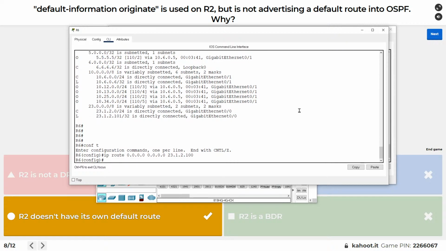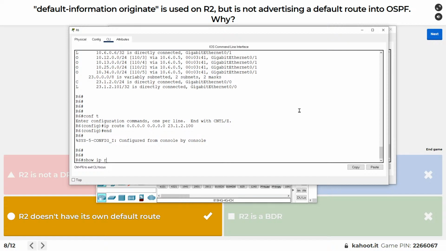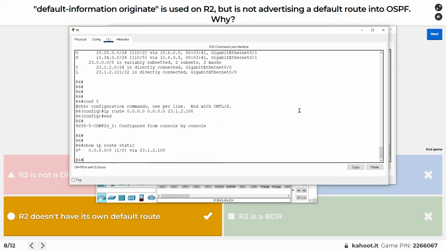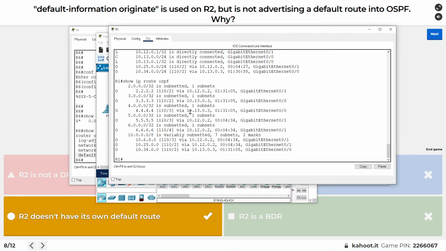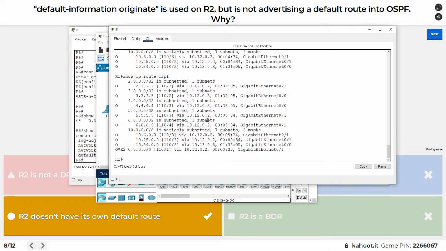And assuming that next hop is reachable, if we now do a show IP route, we'll just do static, saying please show us just your static routes. Now it has the static default route in its routing table, and as a result of this command right here, R6 is now advertising a default route out to the rest of the network. So now if we go back to R1, a moment ago, it did not have a default route, and now it does.